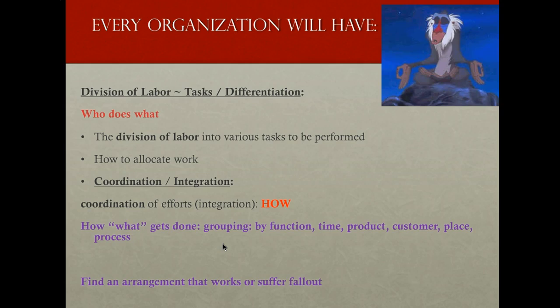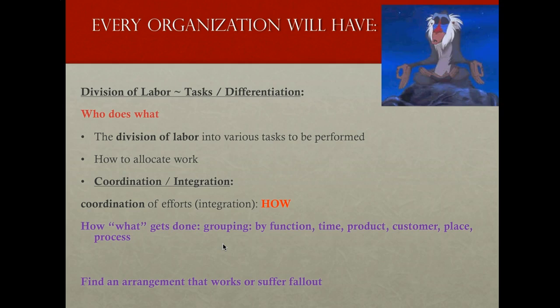So the coordination of efforts means what gets done. That is, we look at grouping. We can group by function, that all of the budget people are in the same place. We can look at time, working different shifts in an organization. We can look at different products. An organization may be divided up into different sections based on the product that it produces, or the customers that come in, somewhat like a university.